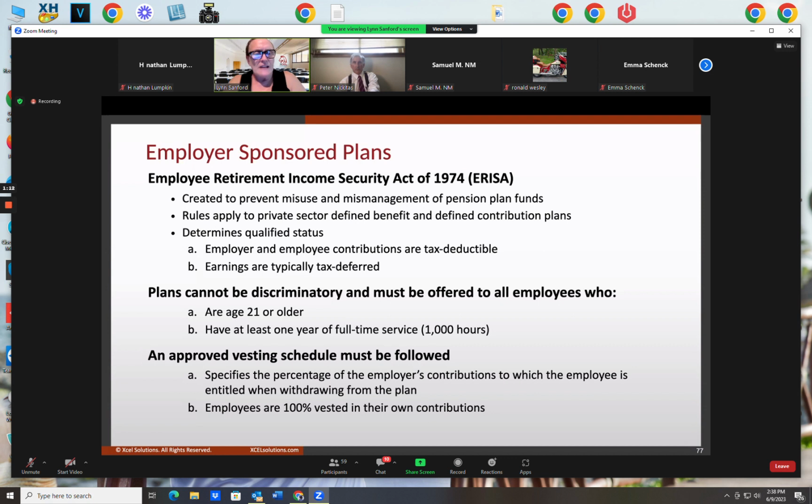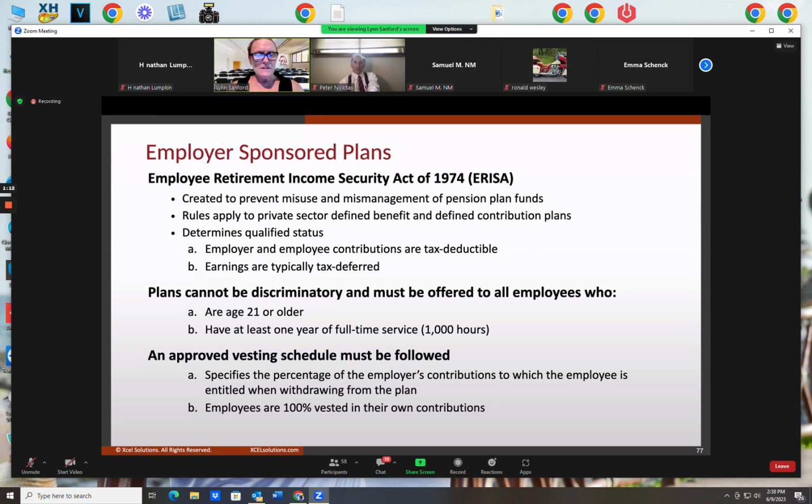Rules apply to private sector defined benefit and defined contribution plans. Determines qualified status. The employer and employee contributions are tax deductible. Earnings are typically tax deferred, gross tax deferred. Once the money goes in, it's all tax deferred for you. You're not paying tax as it builds up every year.